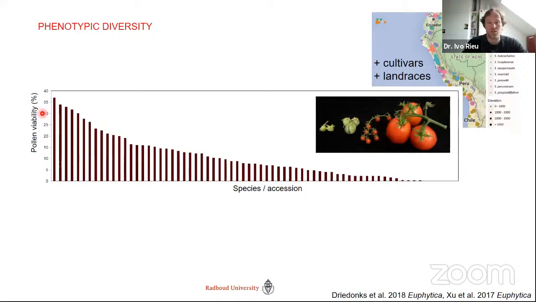So here you see, just to show you the range of tolerance, we have lines that, in our treatment, did not produce any viable pollen anymore, up to lines that still produce almost 40% viable pollen. And that is quite a lot. 40% would actually be sufficient to get almost full seed set. So a broad range of phenotypic variation.